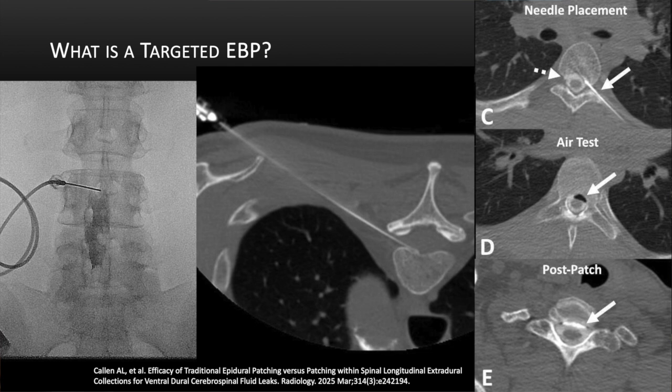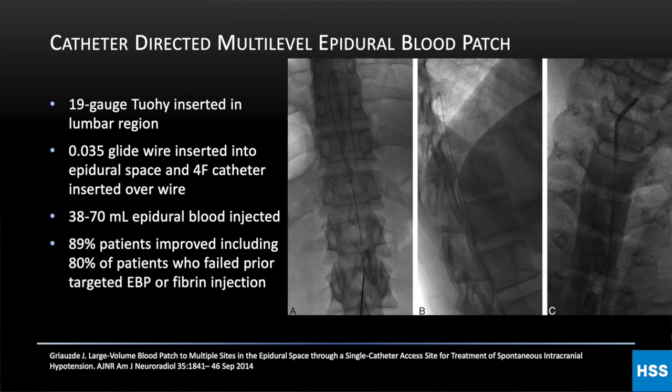What is a targeted patch, after all? Here's a transforaminal patch that I did, very targeted to a ventral dural defect in the center. Nice paper by Dr. Mamluk and Callen in radiology, published recently, showing direct puncture of the SLEC for patching. So this is clearly highly targeted to the leak site. How about this though? This is an Italian group that described placement of an epidural glide wire and 4 French catheter with injection of up to 70 cc's of epidural blood all up and down the spinal axis. I'm not sure if this is a targeted therapy.